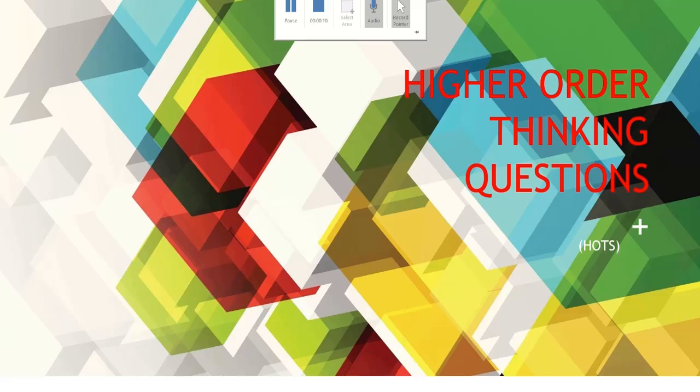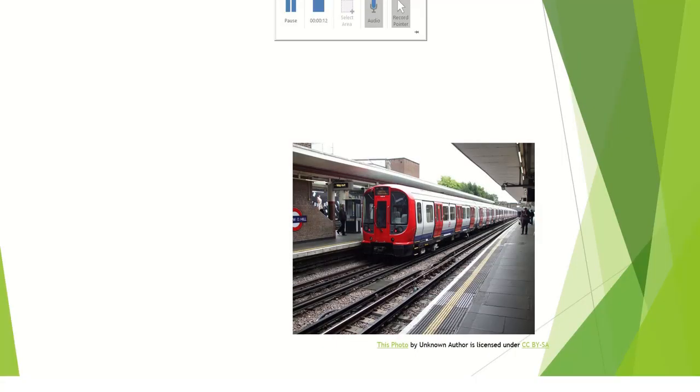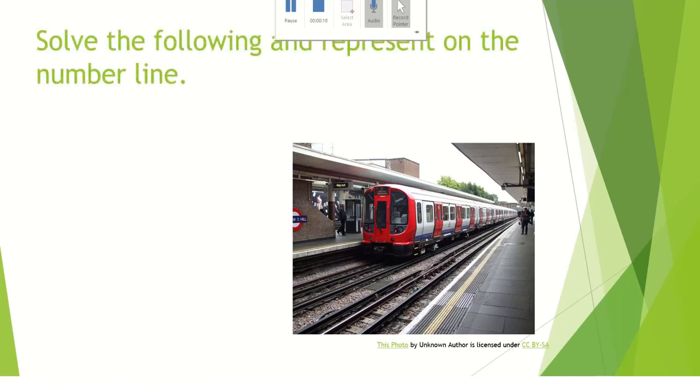This class is a recapitulation of integers, higher order thinking questions. The first question is given like this. Solve the following and represent on the number line. The first one: 40 minus brackets 30 in brackets 13 plus 2 of 4 of 4, and close the brackets.